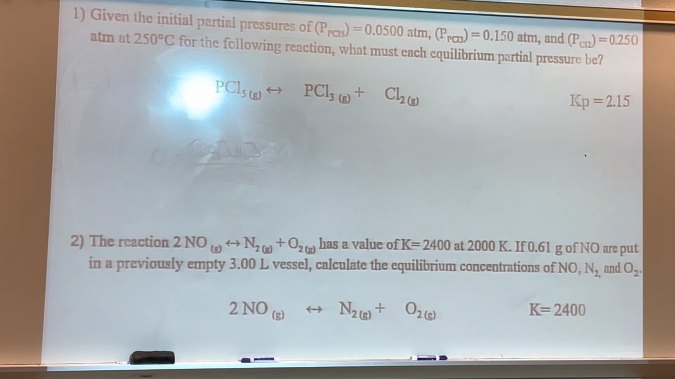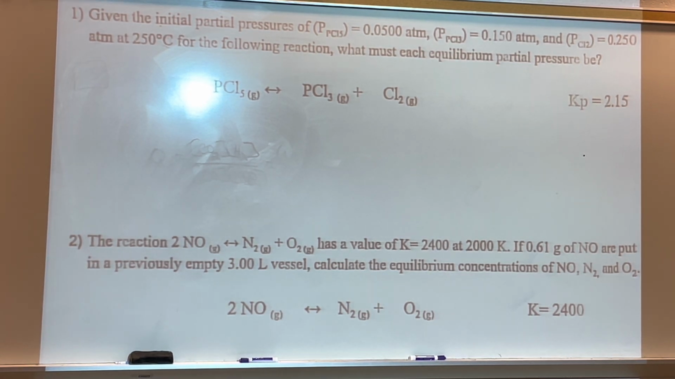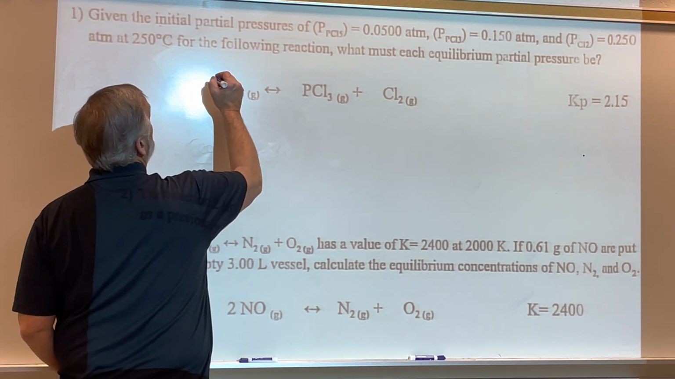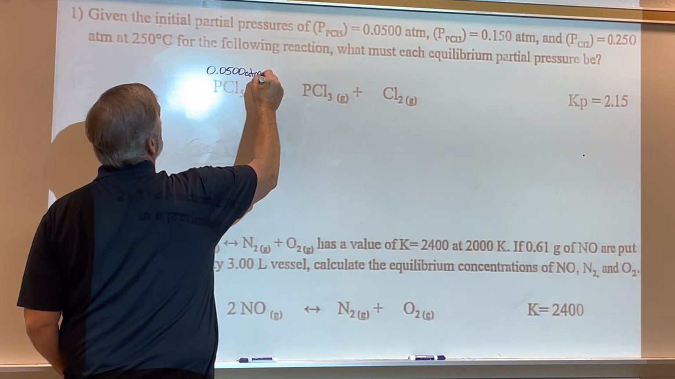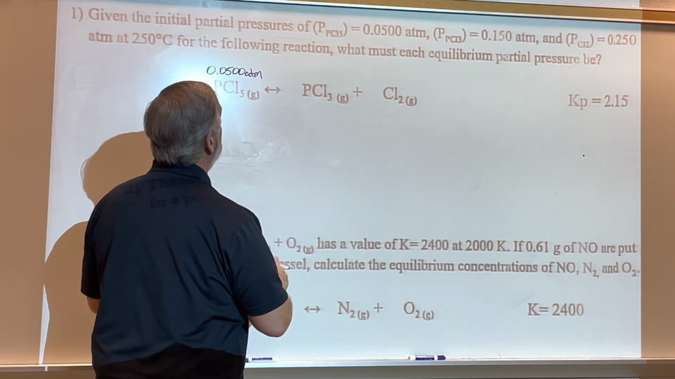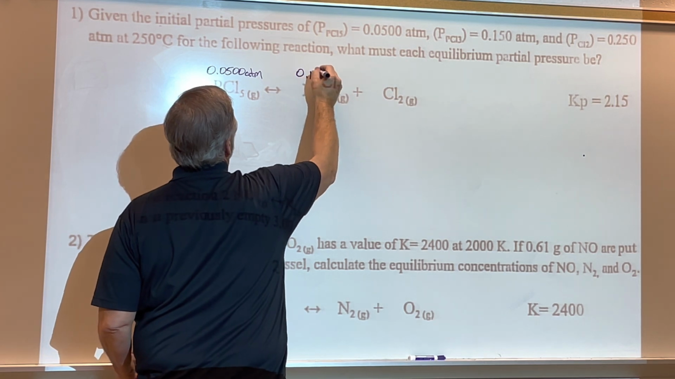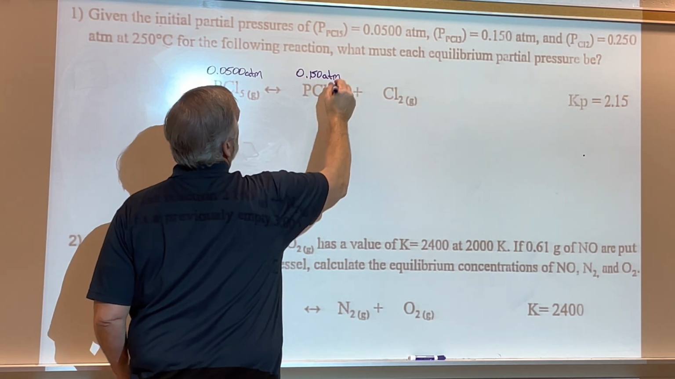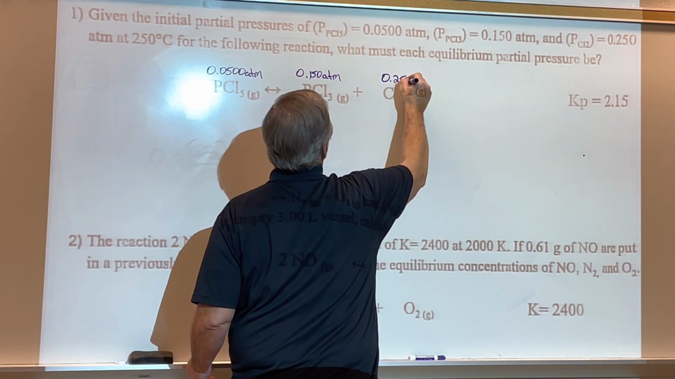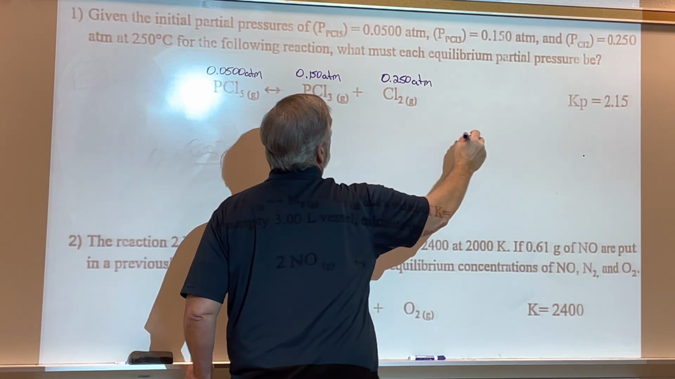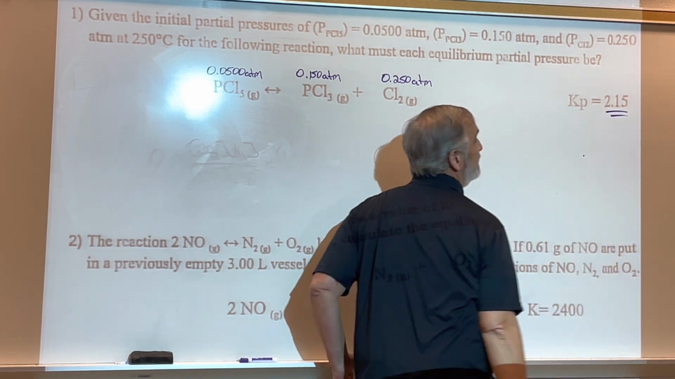All right, so now, let's read this. Knowing what we just learned, we look at this. Given the initial pressures, PCl5, 0.0500 atmospheres. PCl3, 0.150 atmospheres. And Cl2, 0.250 atmospheres. I have my Kp given as 2.15.